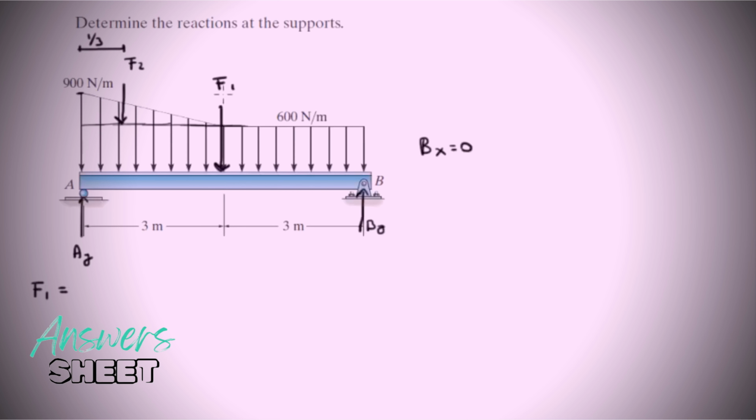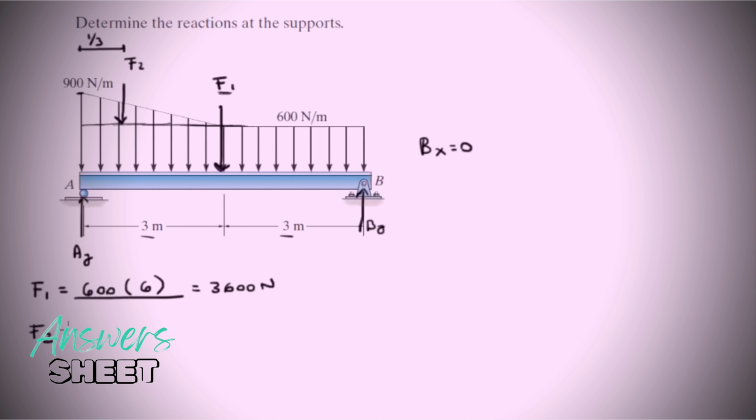F1, which is the equivalent force for the rectangular distributed load, is given by the area of the rectangle. The area of the rectangle is the height, which is 600 newtons per meter, times the width, which is 3 plus 3, so 6 meters. Not divided by anything, it's a rectangle, I'm sorry. So it's 600 times 6, and it is equal to 3600 newtons. So that's F1.